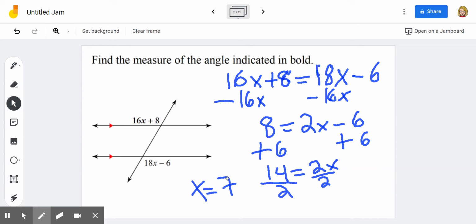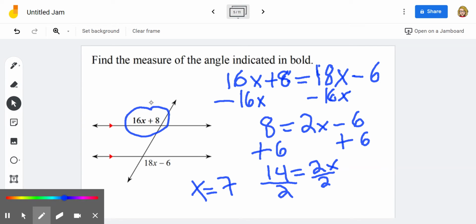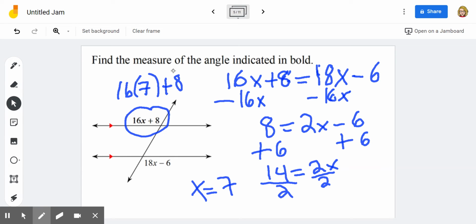So I found x, but they want me to find this angle because this is the bolded angle. So I'm going to take 16 times 7 plus 8. I'm plugging that into my calculator. 16 times 7 is 112, plus 8 is 120. So that means this angle right here is 120 degrees.